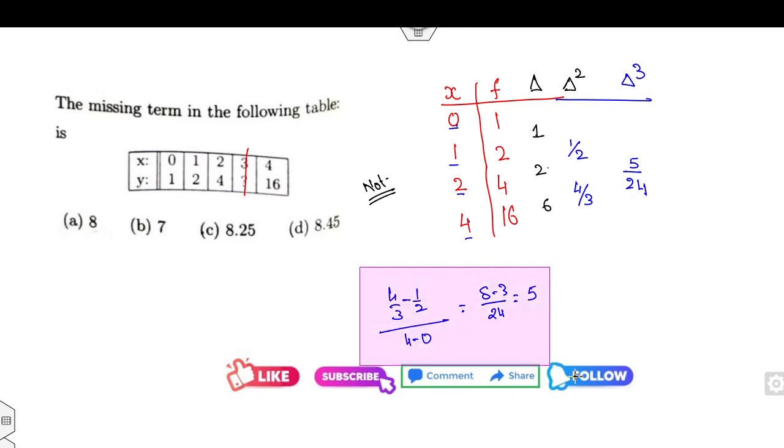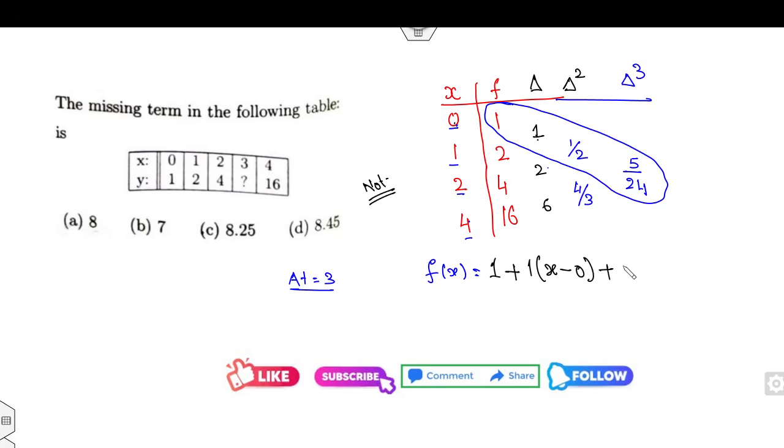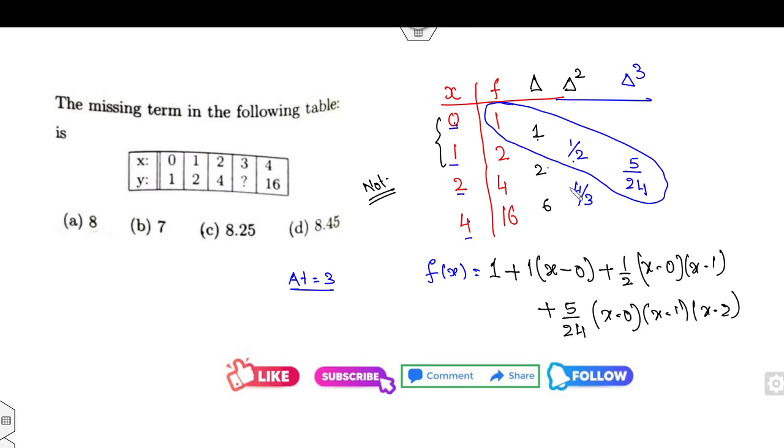Fine. Then your target is to find the value at x equal to 3. So firstly I can write the polynomial. I have to take these values. The first number is 1, plus 1 into x minus 0, plus the second number, half, taken 2 at a time, x minus 0, x minus 1, plus 5 over 24, x minus 0, x minus 1, x minus 2.